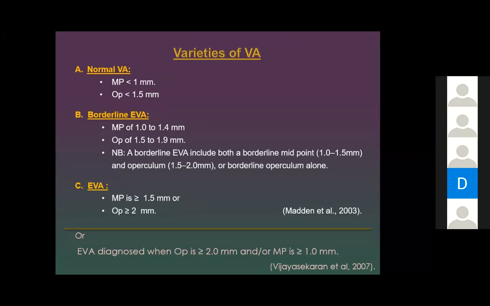Other authors define EVA as when the operculum is more than or equal to 2 millimeter and/or the midpoint more than or equal to 1.0 millimeter. Presence of either of them will diagnose EVA. So if the operculum is within normal range but the midpoint is enlarged, it is EVA.